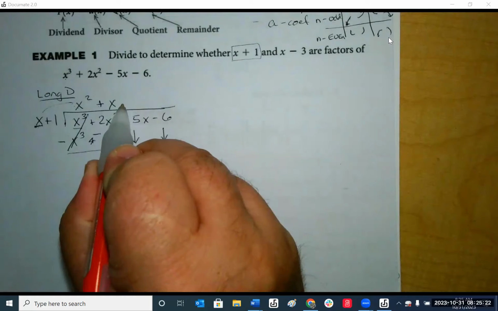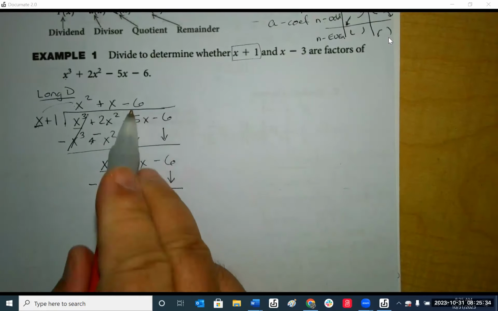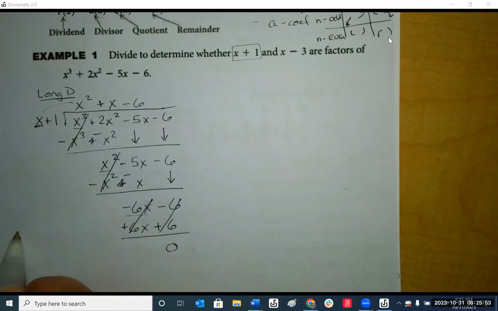Look at the first term. What times x gives me negative 6x? Negative 6, very good. So negative 6 times x is negative 6x. Negative times positive is negative. 6 times 1 is 6. Change the signs and add. So is x plus 1 a factor? Yes. X plus 1 is a factor of the polynomial.